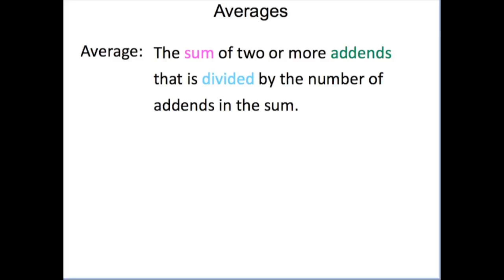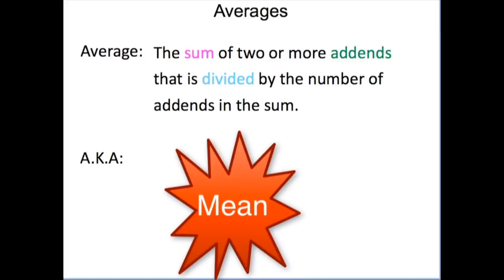The average is the sum of two or more addends that is divided by the number of addends in the sum. Well, that's a little complicated. An average is also known as the mean. Now, that definition is a little complicated. It's definitely way more complicated than actually finding an average. So let's look at some problems.